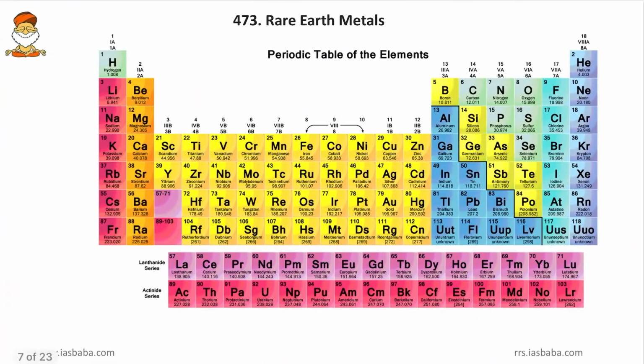Come to the next topic, the rare earth elements. Friends, we know that this is the periodic table, and the elements present in this column are called the rare earth elements or the rare earth metals. Friends, why are they called rare earth metals? Because these are available only via salts of potassium and sulfate. They are not available in the free form.